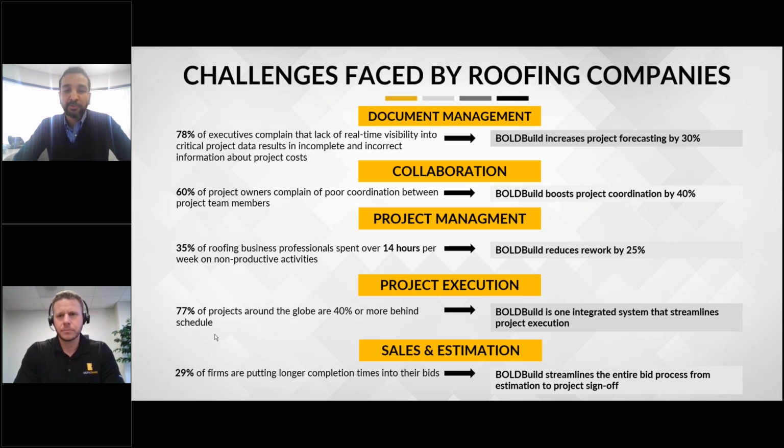The fourth one is just project execution. It's different from project management because project management is more about task creation and task assignment, versus project execution is everything you're doing in pre-production, everything you're doing in production, your closeout checklist that you have for the project. So you can see that 77% of the projects run over by 40% or more.